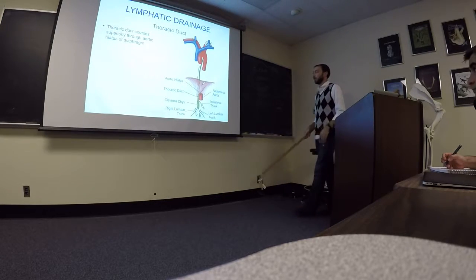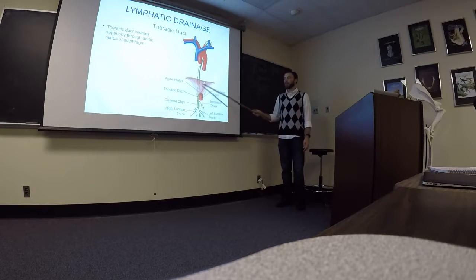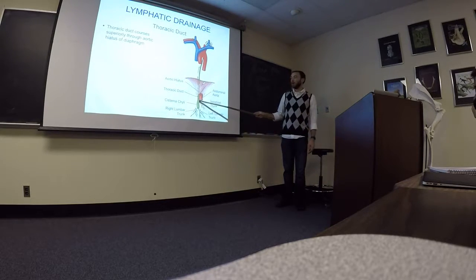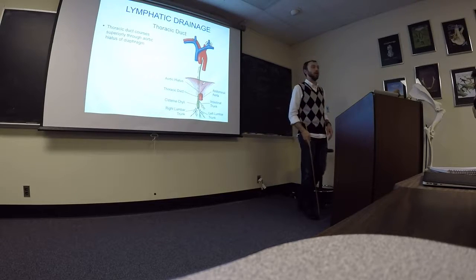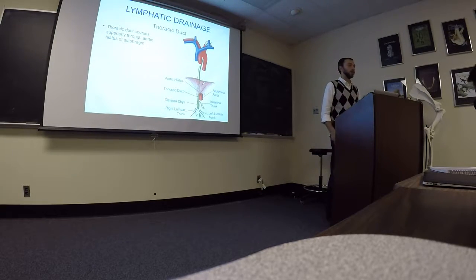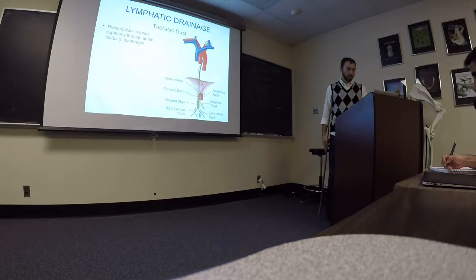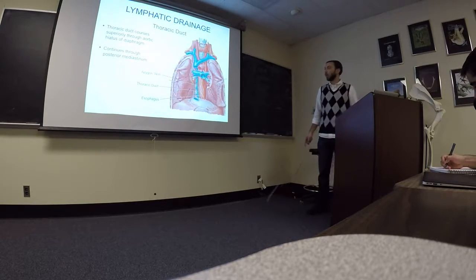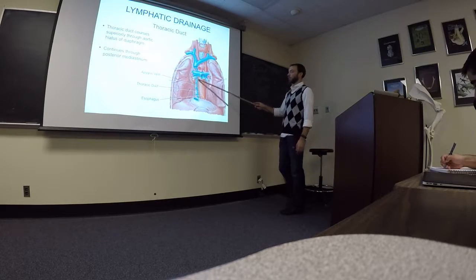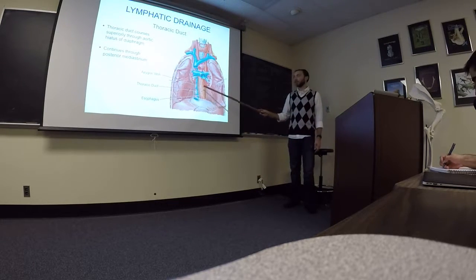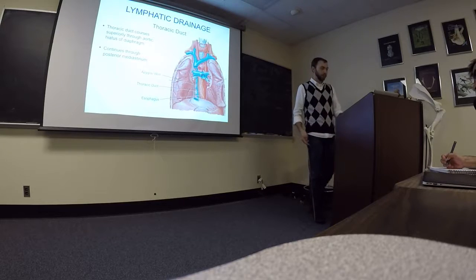Since the cisterna chyli is in the abdomen, we need to pass up into the thorax. And the thoracic duct is going to follow the aorta through the aortic hiatus to get from the abdomen up into the thorax. Then it runs through the posterior mediastinum. So this was where we saw it, sitting kind of in between the azygos vein and the aorta.